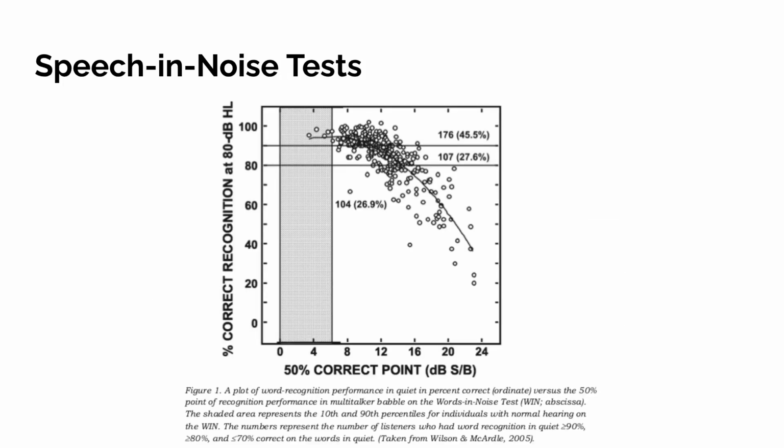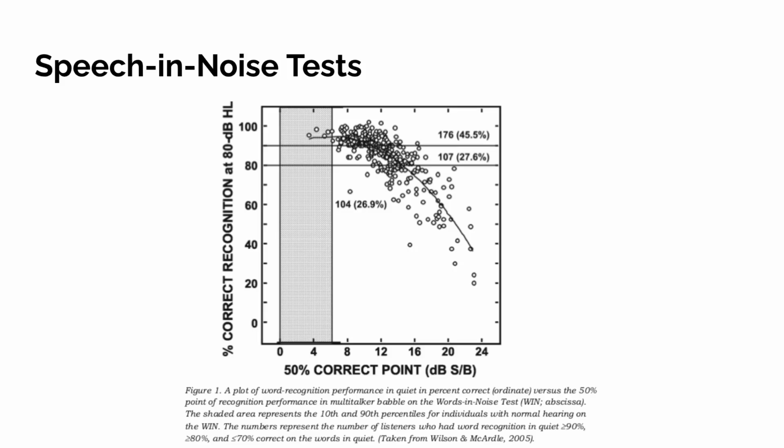Now, I talked about how pure tone audiometry can predict word recognition in quiet to some extent, but it cannot predict word recognition in noise, or speech recognition in noise. And this table shows it. This is from the Words-in-Noise test. The Words-in-Noise test is just an NU-6 with the VA recording with a multi-talker babble, a six-person multi-talker babble, I believe. For this test, what it shows is correct word recognition in quiet on the y-axis versus the 50% point, so the performance in noise, on the x-axis.